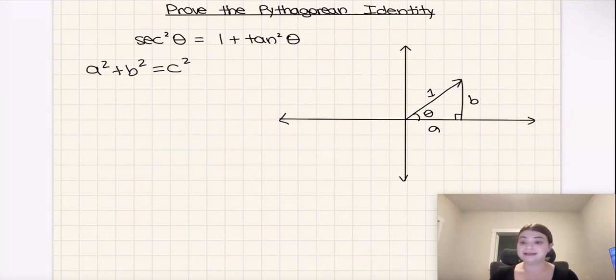Welcome back, everyone. Today we're going to be proving the Pythagorean identity that secant squared theta is equal to 1 plus tan squared theta. So let's dive in.